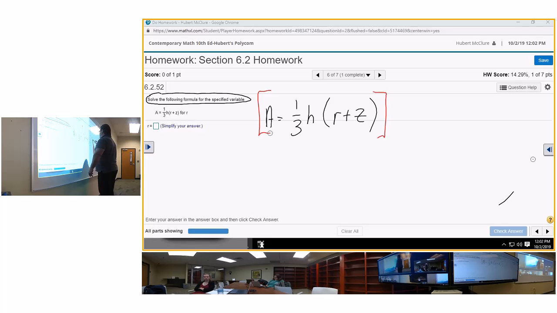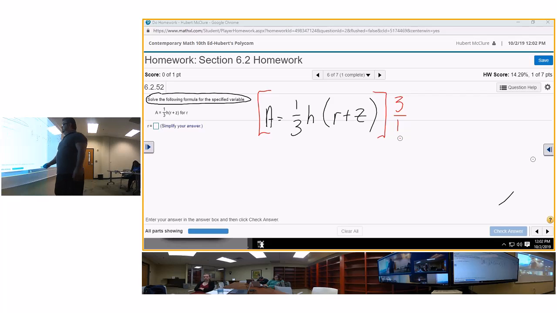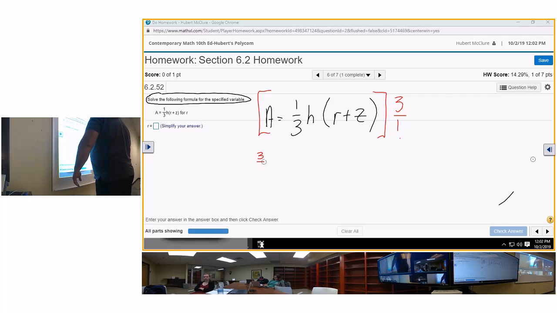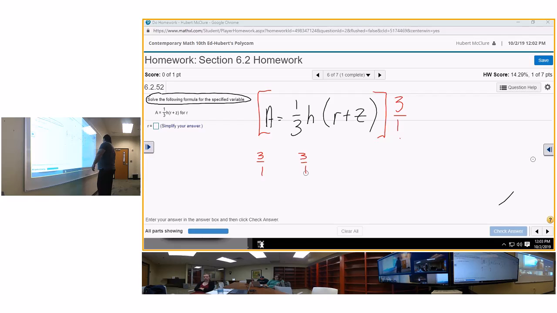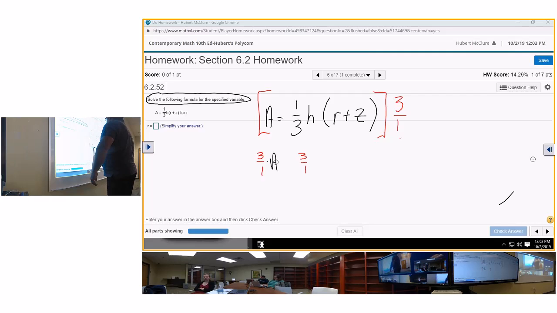I'm going to multiply by 3 over 1. Why? Because I've told y'all in the last section, if you want to clear a fraction, you multiply through by the common denominator. In this case, 3 is the denominator. So I'm going to put a 3 over 1 here, and a 3 over 1 there. And then I'm going to rewrite that, that's the baby step I put in. A is equal to 1/3 H times R plus Z.